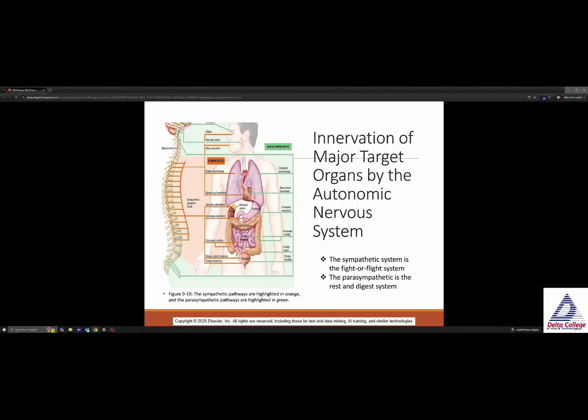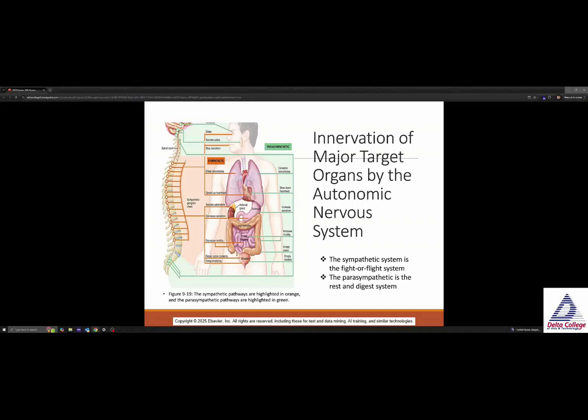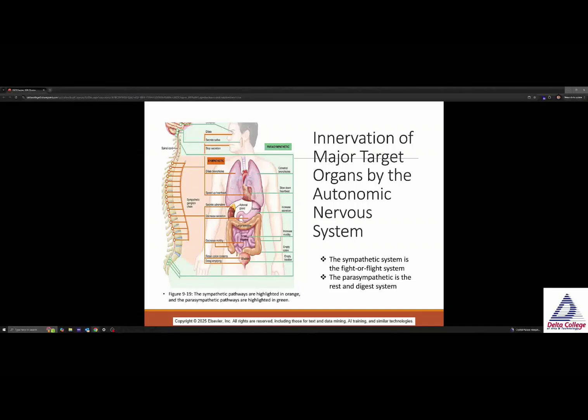This is where your pupils dilate. You start secreting saliva, or maybe you get dried up. You get overly excited. Bronchioles dilate. Your heart rate speeds up. You secrete adrenaline. You decrease your gastric acid in your stomach. Decreased intestinal motility. You don't have a bowel movement. Your urine, you have a delay in emptying your bladder, because the sympathetic is that fight or flight, like overly adrenalized response.